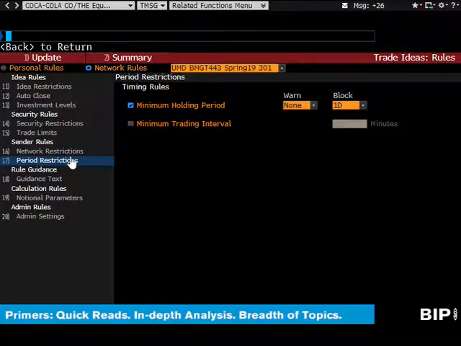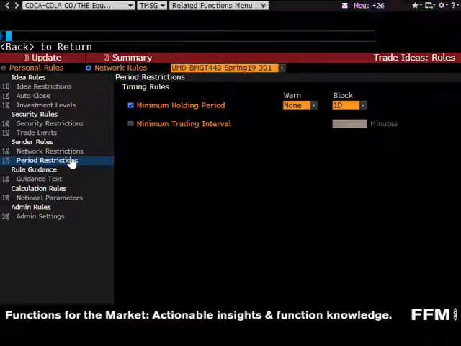Minimum holding period. Again, I set it arbitrarily to 1 day, but recognize it's a business day. So that means if it's 5 p.m.